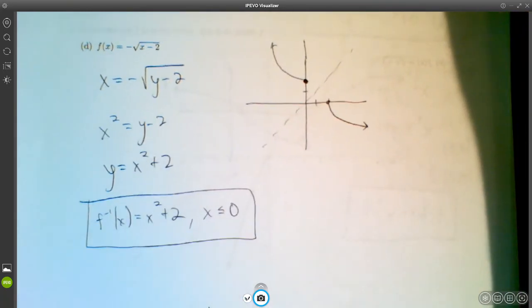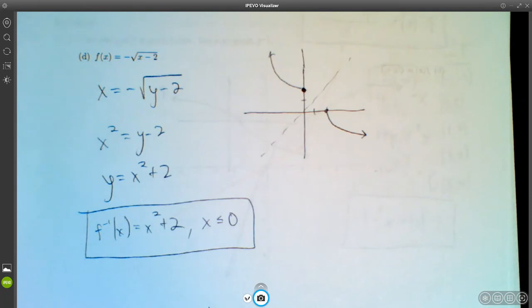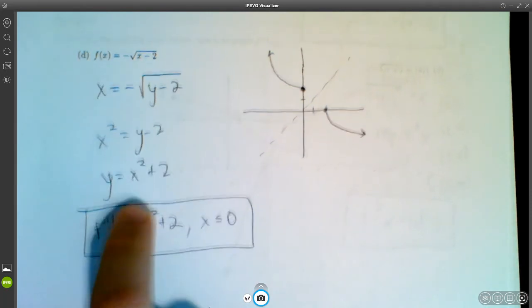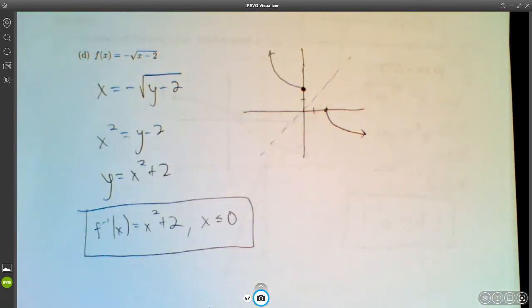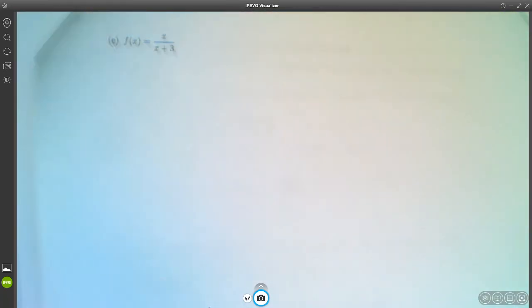Okay? So that's why it's important for us to always think about what's the domain of our inverse function, and does it match with the range of our original function? If not, then we need to do some kind of restriction. Two more. Okay, these are kind of interesting.